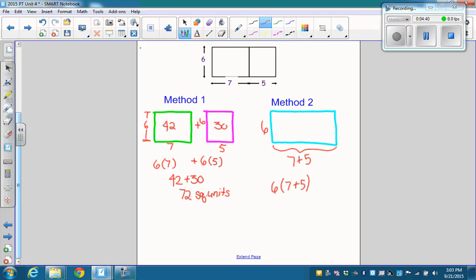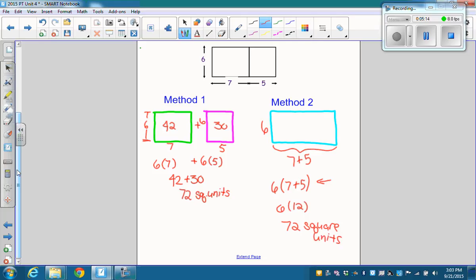So here's what I would do, since I know that 7 plus 3 is 10. Yep. And then do... Perfect. So 7 plus 5 is 12. So my first step is to write it like that, and my second step is to write it with the 12, and then 6 times 12 is 72, right, good job. And what do you notice about the answers?